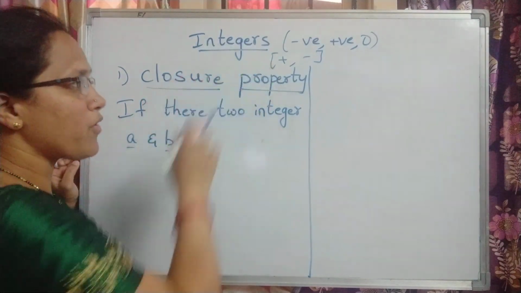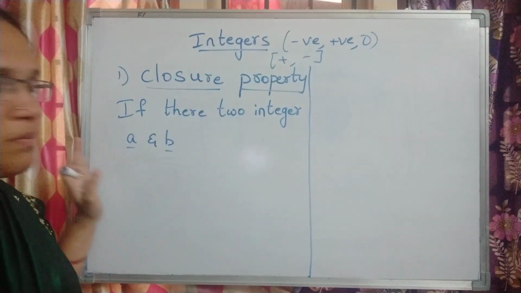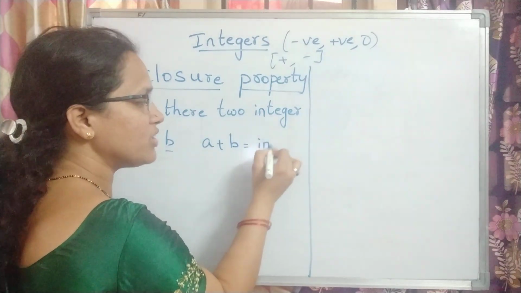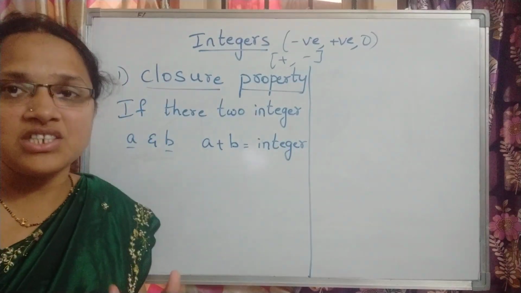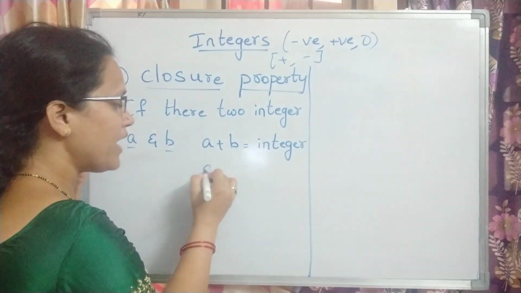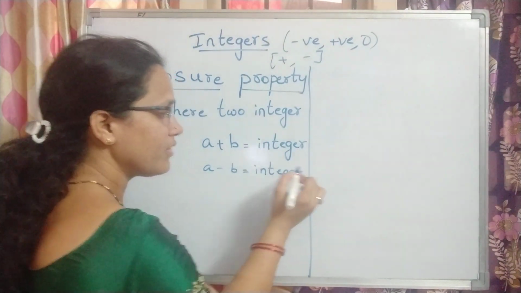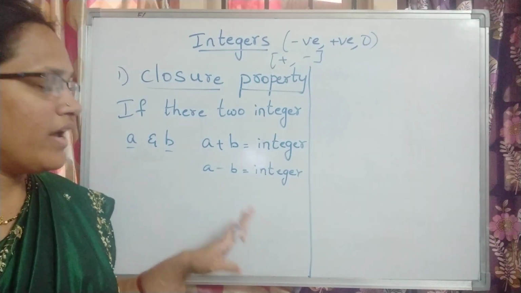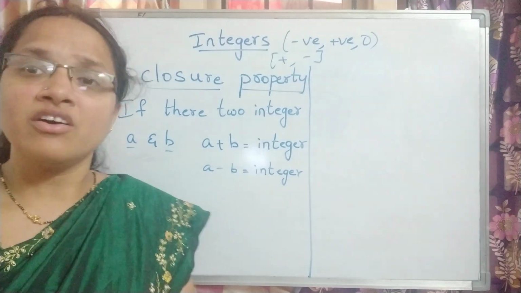So the closure property tells you that if there are 2 integers A and B, then A plus B must be an integer. That means the result of A plus B should be an integer, and A minus B also should be an integer. Why is this condition, A plus B is an integer?